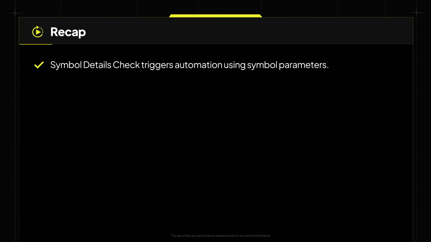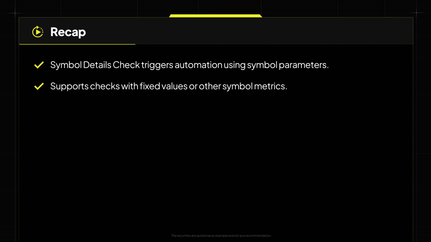Let's recap. Symbol details check is a trigger used to create automations based on parameters related to a selected symbol. It supports two types of checks: symbol details with value, where a symbol parameter is compared against a fixed value, for example, volume greater than 1 crore, and symbol details with metric, where one parameter is compared with another, for example, day high equal to LTP.